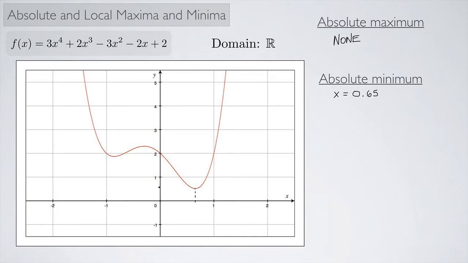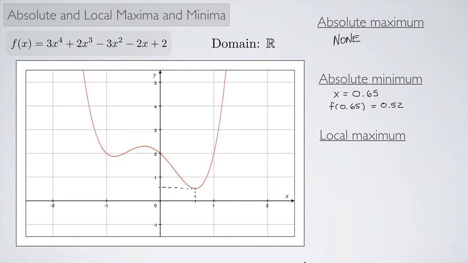And then if I wanted to find the minimum value, that would be this value on the y-axis. I could do f of x, or f of 0.65. And if you plug that in, you can use a calculator to get the value here. That ends up being 0.52. So we could say that f of x has an absolute minimum at x equal to 0.65, and the minimum value is 0.52.